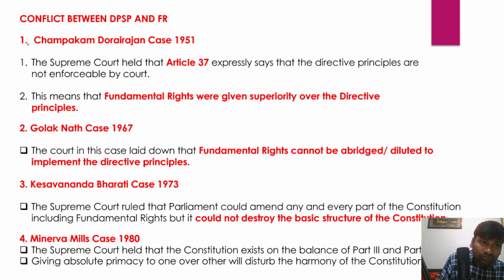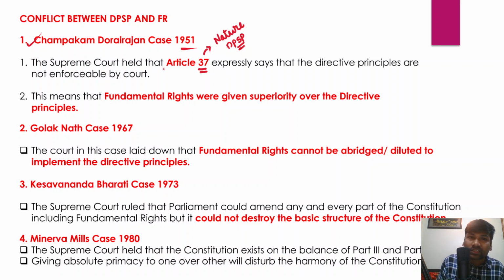So in fact, the first case that deals with the conflict between directive principles of state policy and fundamental rights is the Champakam Dorairajan case of 1951. Now, in this case, the Supreme Court has actually upheld Article 37 of the Indian Constitution, right? So what does this Article 37 talk about? Article 37 talks about the nature of the directive principles of state policy. And what is their nature? They are non-justiciable in nature.